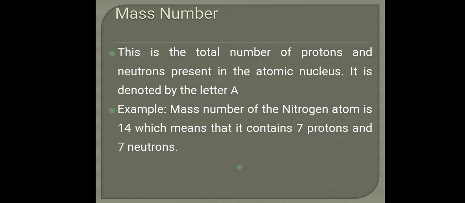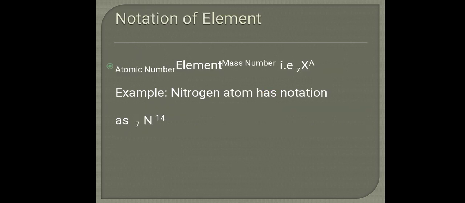Mass number. This is the total number of protons and neutrons present in the atomic nucleus. It is denoted by the letter A. Example, mass number of the nitrogen atom is 14, which means that it contains 7 protons and 7 neutrons. Now the notation of element. You can write the element like this: atomic number, then the element symbol, and mass number. So Z X A. Example, nitrogen atom has notation as 7 and 14.